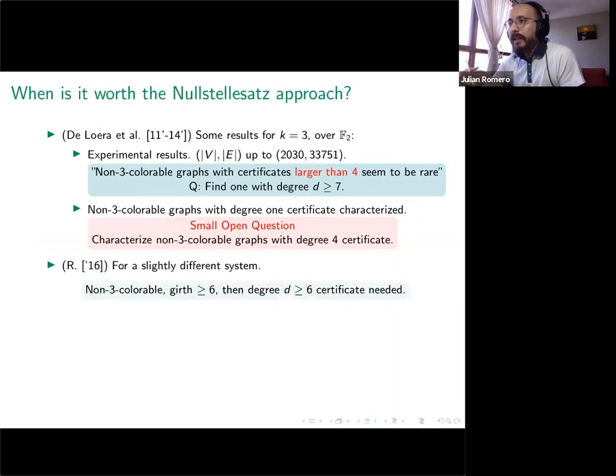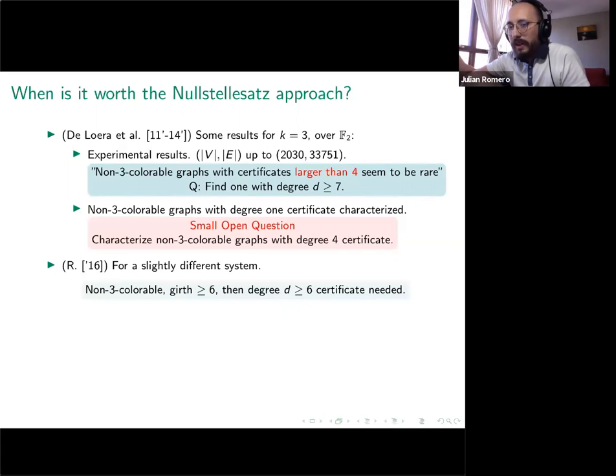But then, with Levent, this is what I was going with. We actually showed that for a similar system, not the actual Bayer system that I'm showing you, if the girth is greater than or equal to 6, then you need degree at least 6 as well. And this 6 is different from the 4 and 7, because I'm changing the system completely.